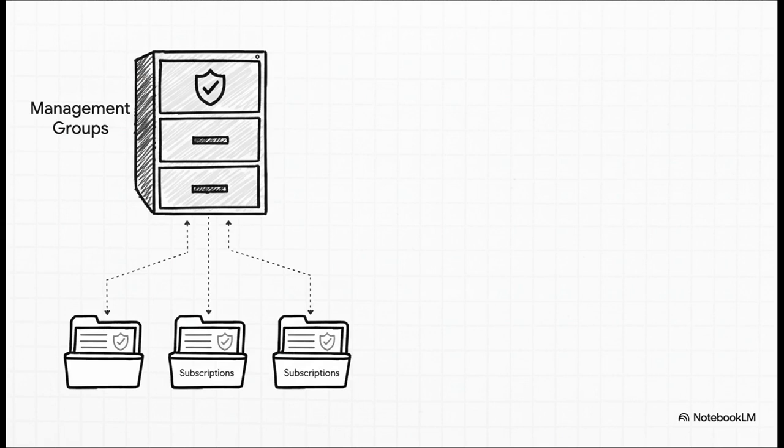So imagine you're a huge company. You've got departments for HR, finance, IT, and each one has its own pile of subscriptions. Management groups let you apply one single security policy, like say, no resources can be created outside of Europe, to all of them at once. It's all about having centralized control at a massive scale.